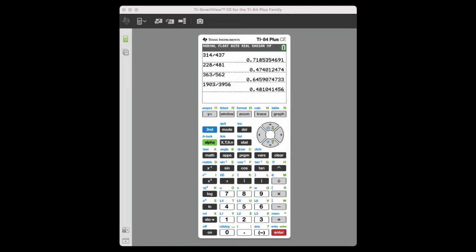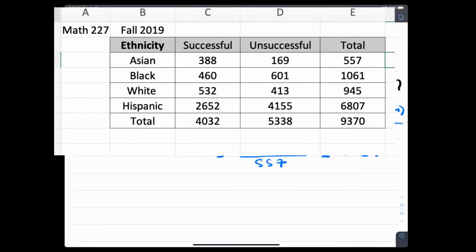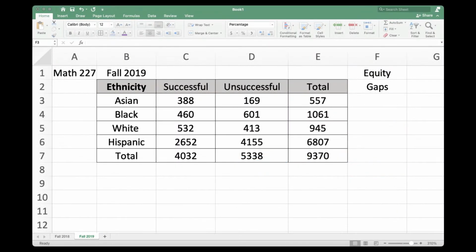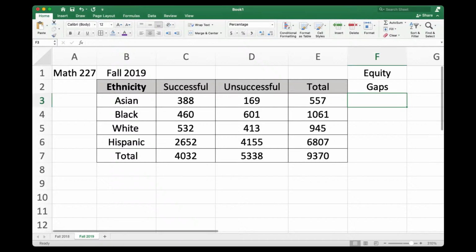Let's see what this is on the TI. 388 divided by 557. What do we get? 0.697. Is that true? Okay. And what is this as a percent? 69.7%. So, ladies and gentlemen, 69.7% of Asians were successful in fall 2019, the first year of AB 705. So I'm going to put that here, 69.7%.